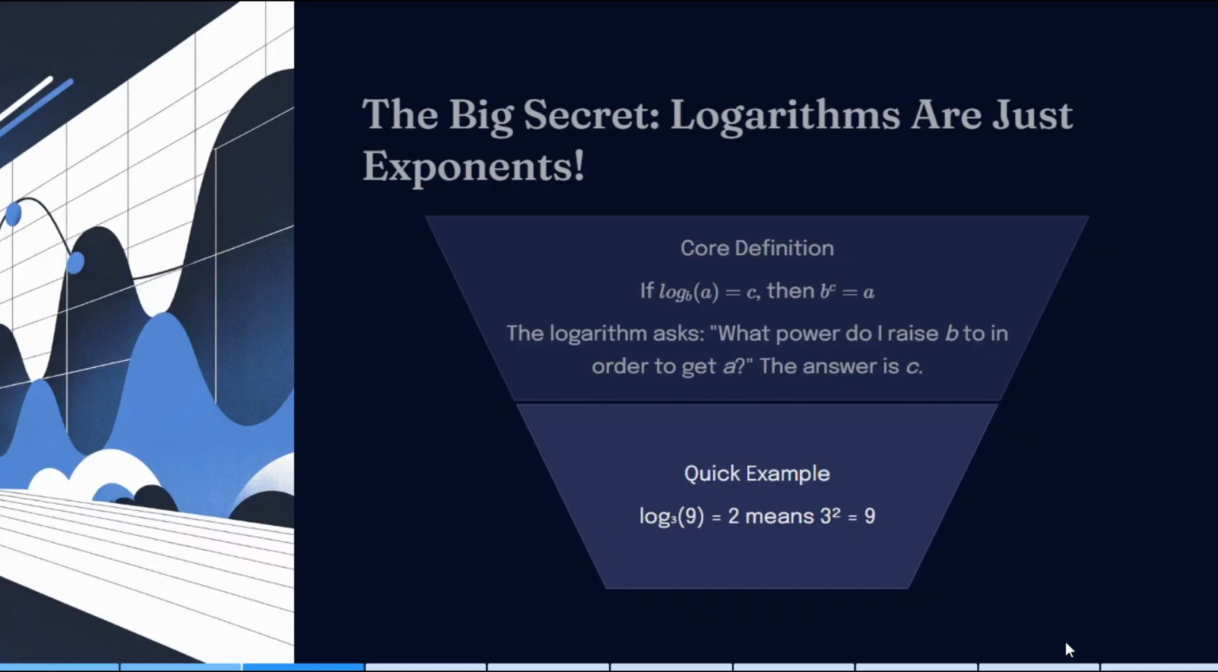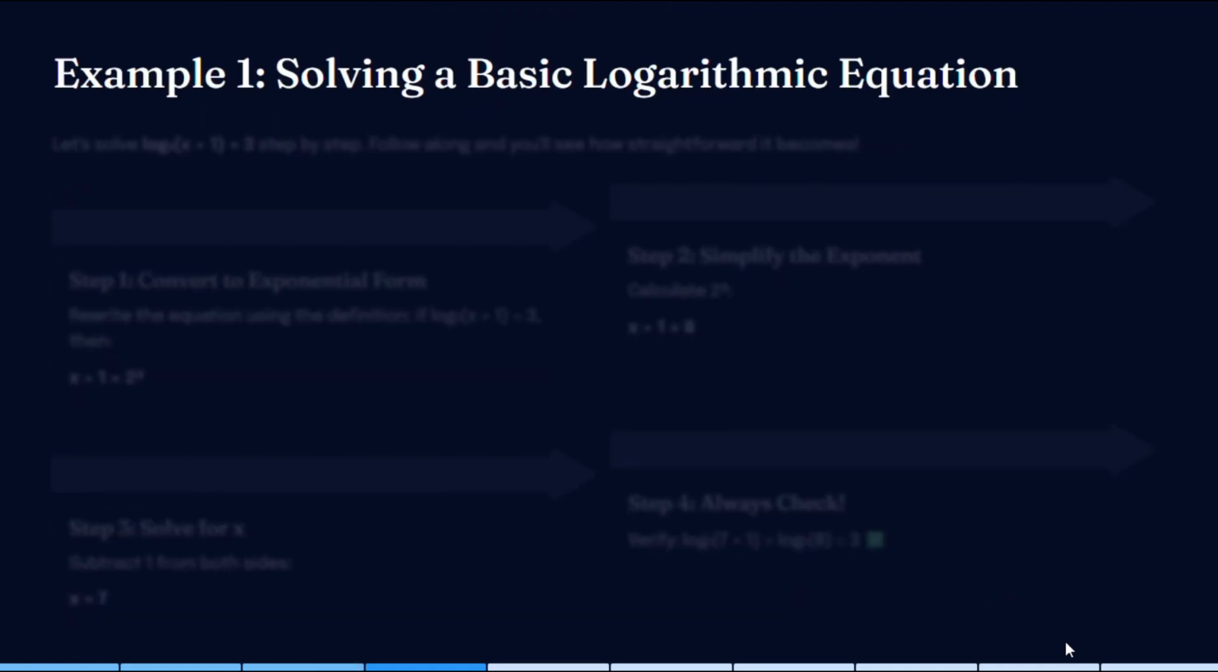So for instance, if we have log of 9 base 3 equals 2, we can rewrite this as 3 to the power 2 equals 9. So you see, same information, different form. Let's look at our first example. Let's solve log of x plus 1 base 2 equals 3 step by step.